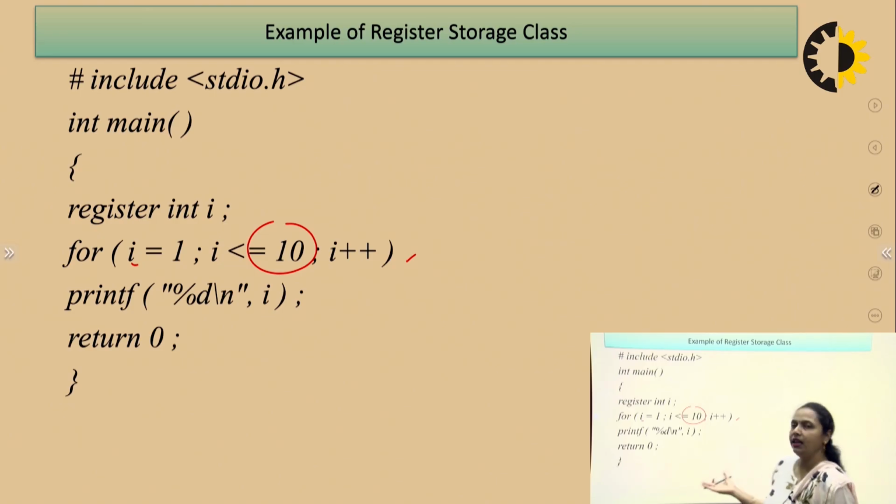But if in any case registers are not available, no error will be thrown by the compiler. The data will automatically get stored in memory.